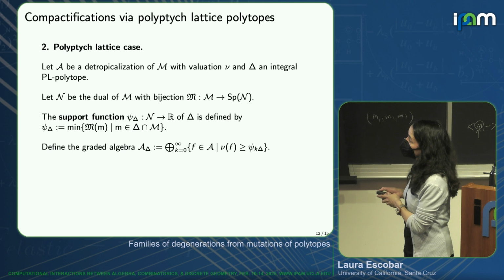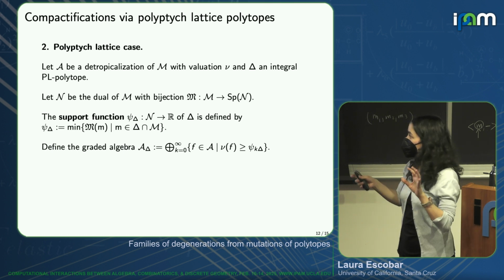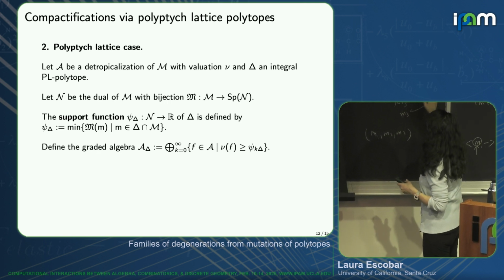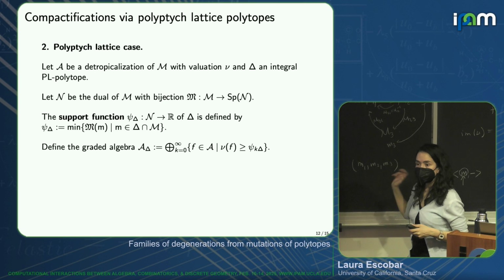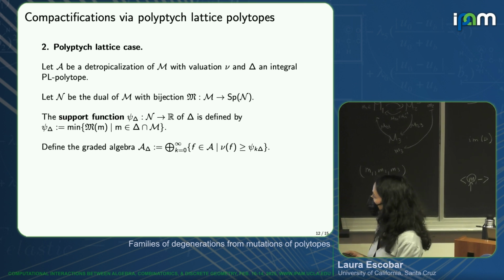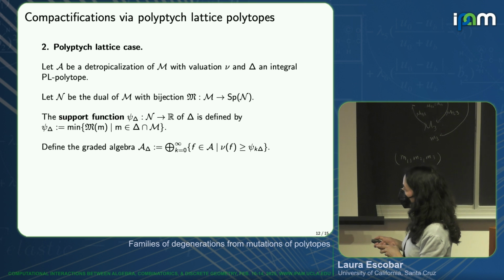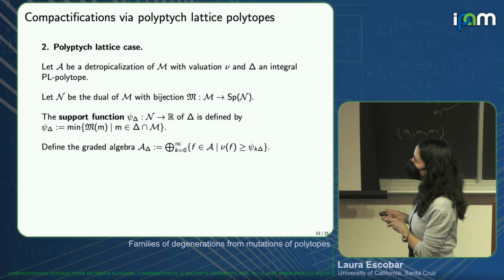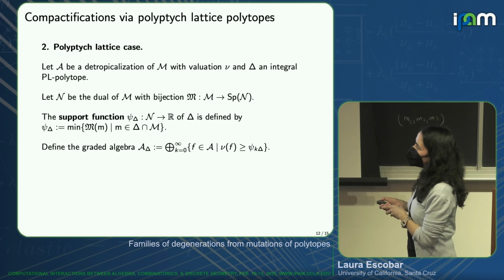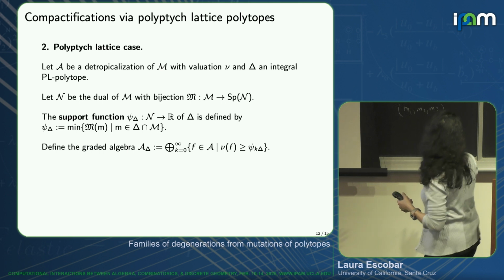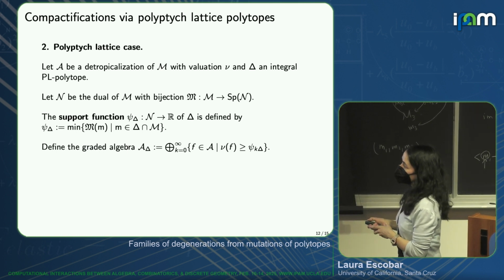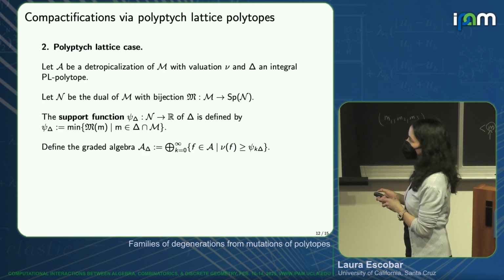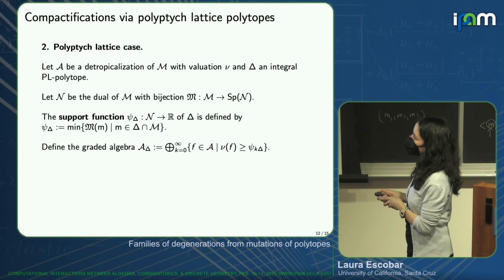Now we define the support function of our generalized polytopes. Remember, in this setting we have different polytopes. In this example, we would have 3 polytopes connected by piecewise linear bijections. So we have a polyptic lattice polytope. The support function is very similar to the other one: it's the minimum, as before, of this type of functions for each of the lattice points in your polytope. So we're just taking the minimum over the points in the dual. And we define a graded algebra.